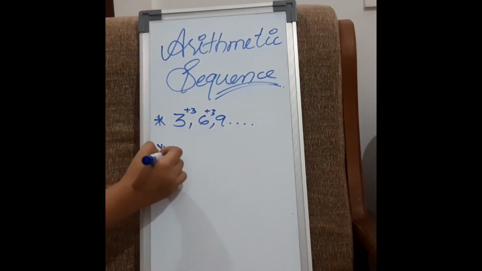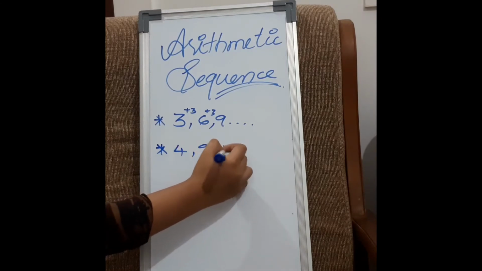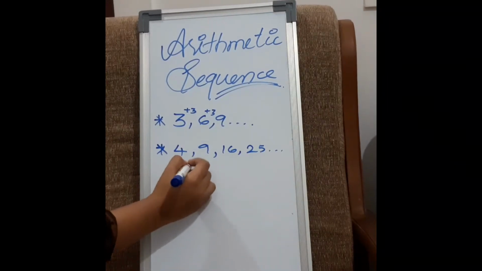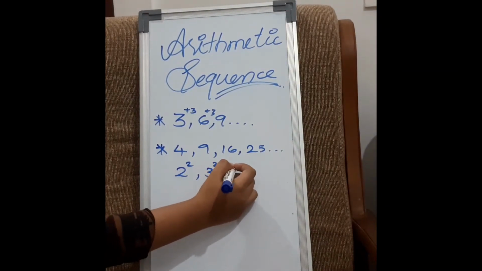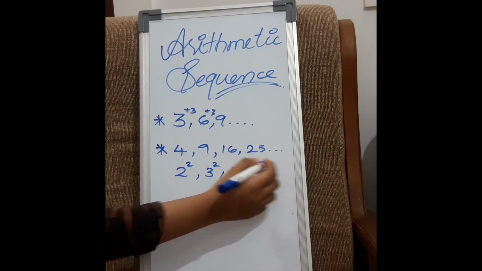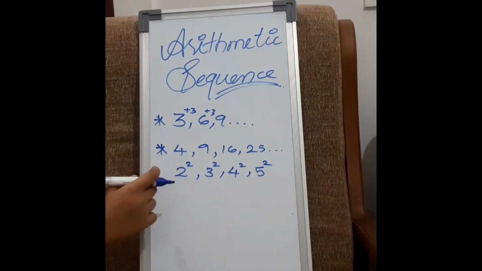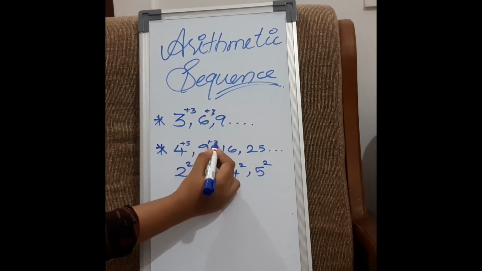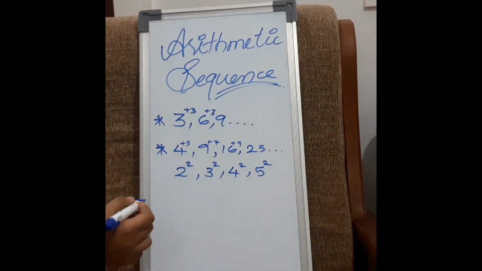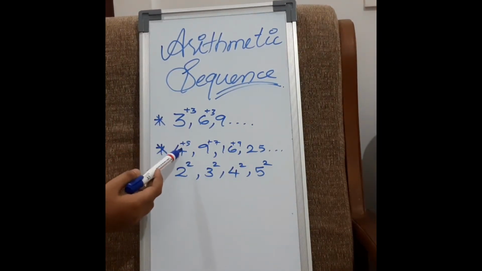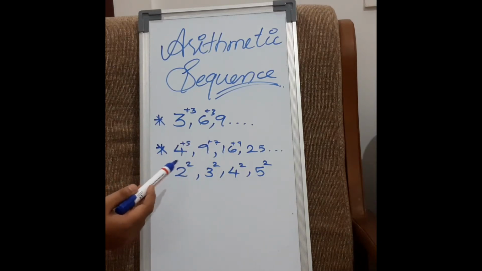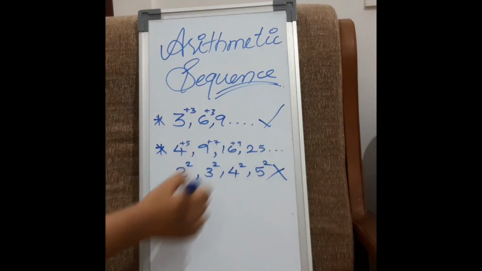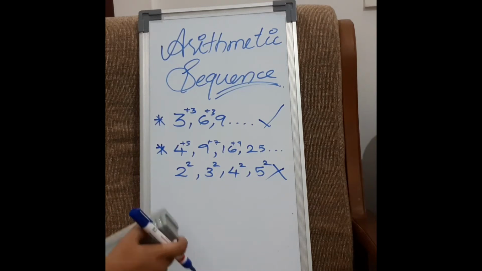Now take another sequence: 4, 9, 16, 25, and so on. This is also a sequence, the squares of natural numbers. But it is not continued by adding a fixed number, because here we add 5, then 7, and then 9. We don't have a fixed number; various numbers are added to continue the sequence. So this is not an arithmetic sequence. An arithmetic sequence should be continued by adding a fixed number.